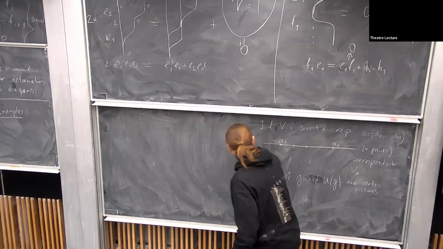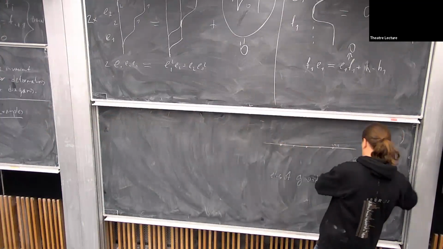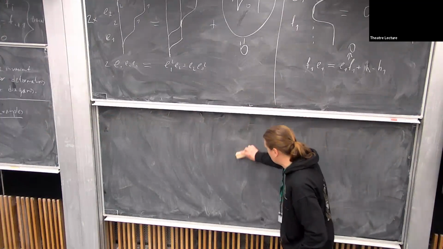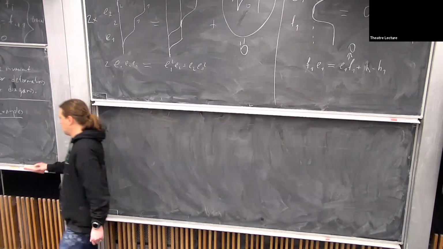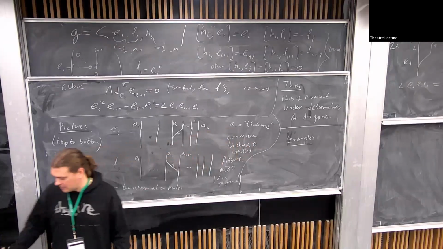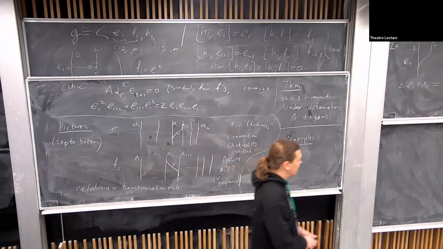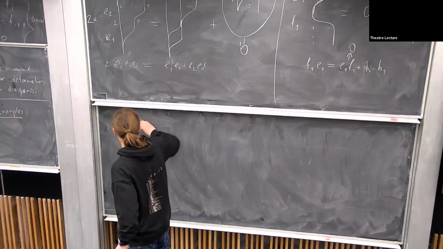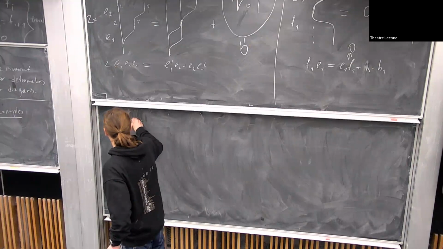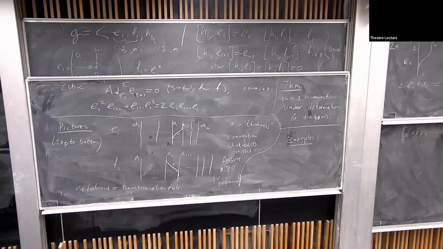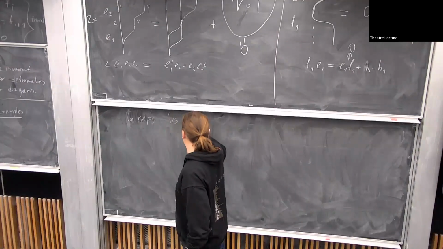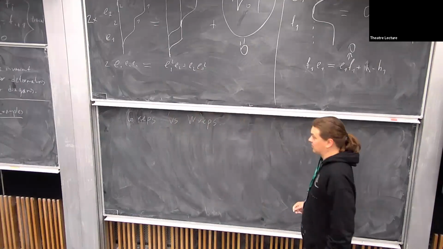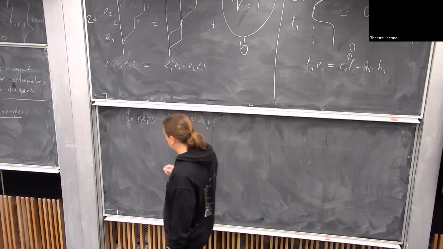Let's now talk about the relationship between these. So we have representations of GLN and we have representations of SN. Is there some kind of overlap between these two worlds? And indeed there is an overlap.